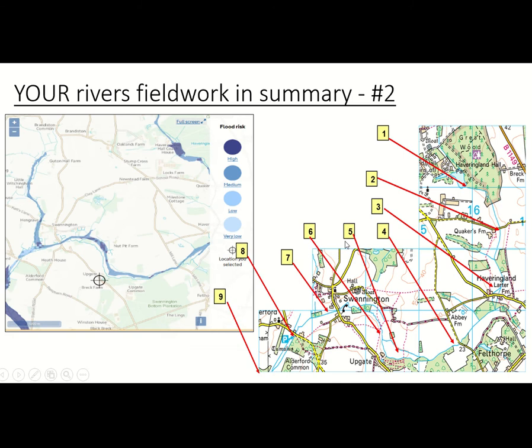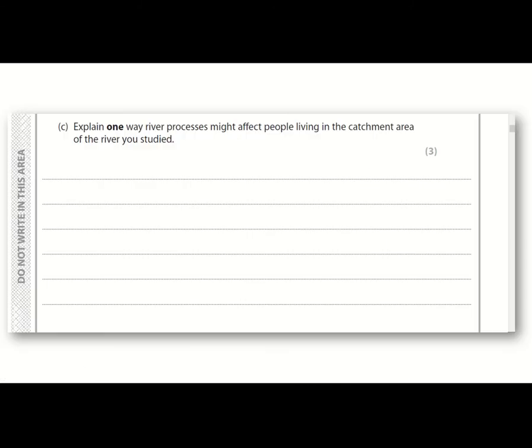From flooding. Okay, so how does this appear in an exam? Here's an example of an exam question. Explain, okay, one way for 3 marks, please. So this is where you've got to extend your answer a couple of times. Explain one way river processes might affect people living in the catchment area of the river you studied.